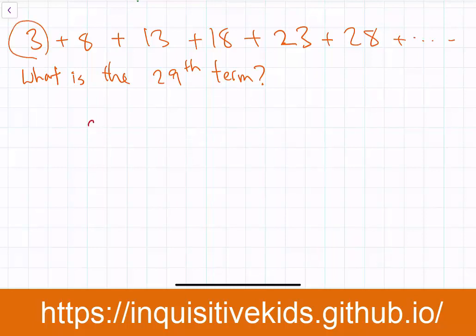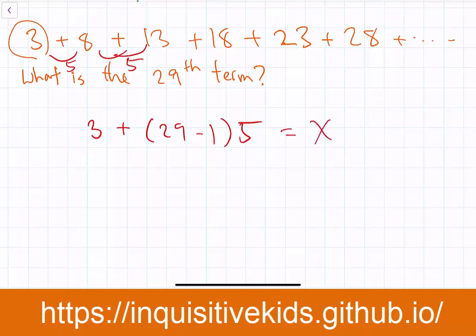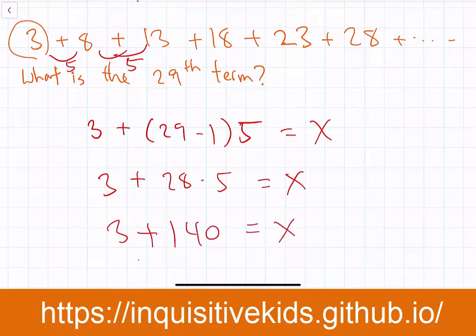So we're going to start off with the first term, 3, plus the total number of terms. Let's say that the total number of terms is 29, and then minus 1 from it, times the common difference. In this case, it's 5. To get x, we're going to solve for x. 3 plus 28 times 5 equals x. And 3 plus 140 equals x. So 143 is our 29th term. So the answer is 143.